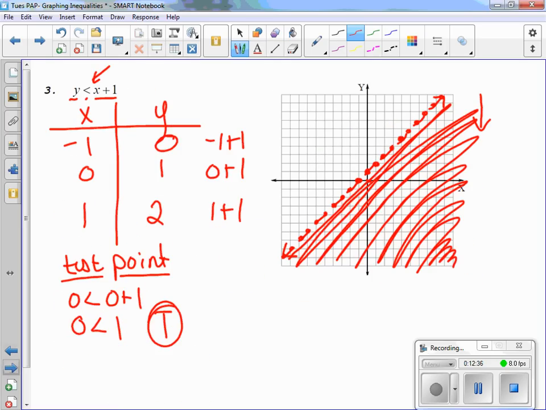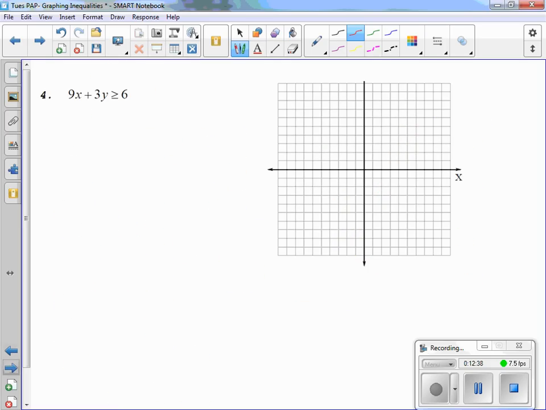So let's check a few more. This one is not solved for y, so I have to do that first. I want my y to be by itself, so I'm going to get rid of the 9x.